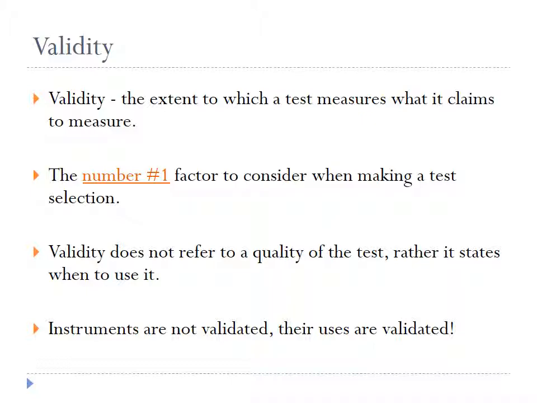The second concept we talk about is validity. Whereas reliability talks about consistency, validity refers to how well a test measures what it claims to measure. In other words, validity is a measure of accuracy. Of the two, reliability and validity, validity is the number one factor you should consider in making a test selection. Validity is more important than reliability. And I'll give you an example.